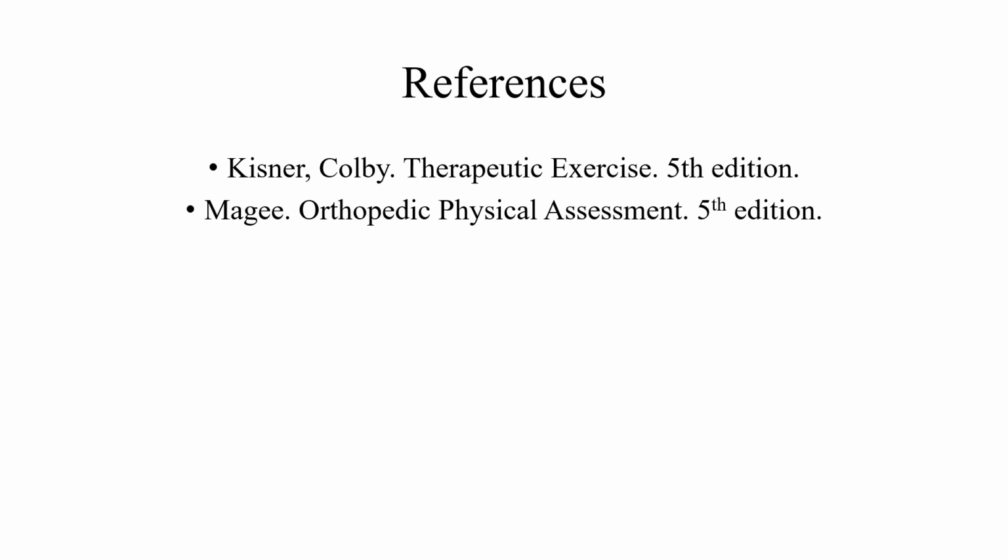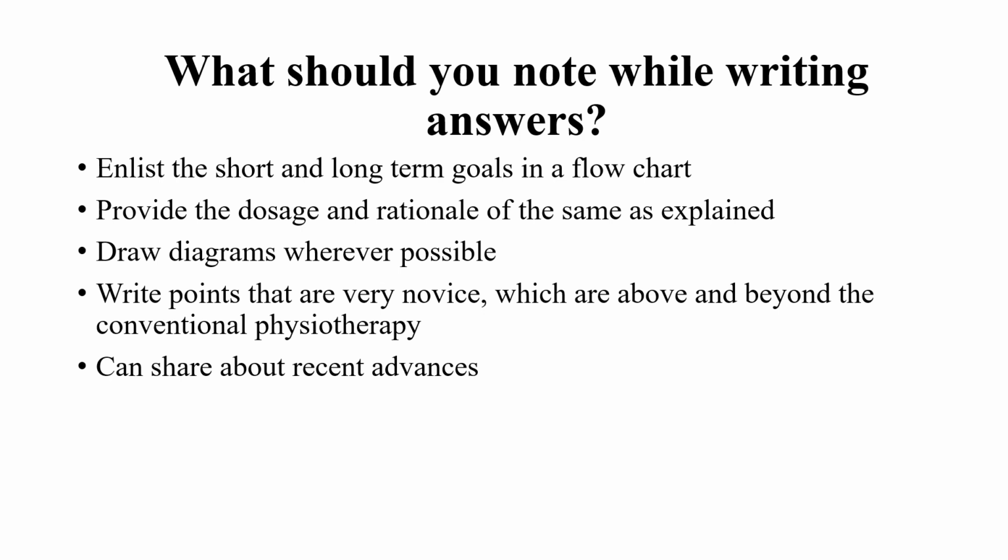So these are the references which you can refer to while writing the answers. And just to summarize what we need to write in our answers, we need to ensure that we have a systematic flow chart for short-term and long-term goals. And each short-term or long-term goal is explained along with the dosage and rationale of why we are going to give a particular movement or exercise. Preferably draw diagrams, like if you're showing taping, you can just show where exactly and how you will be taping. And you can write points which are a little novel, as we have discussed a few new things apart from whatever is conventionally mentioned in your textbooks, and it would be nice if you are able to share the recent advances.